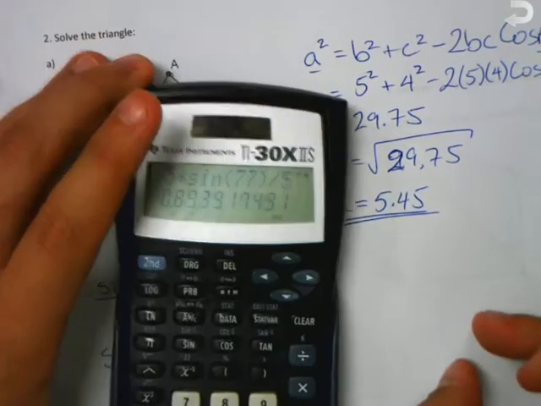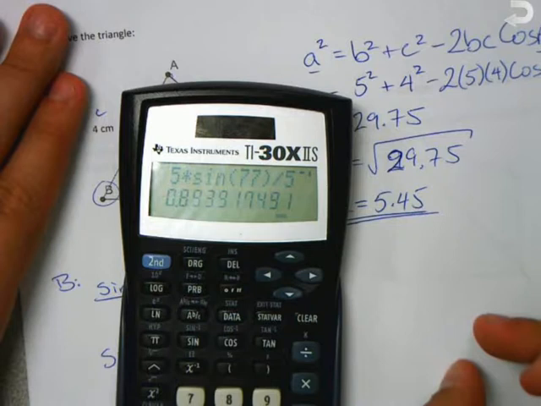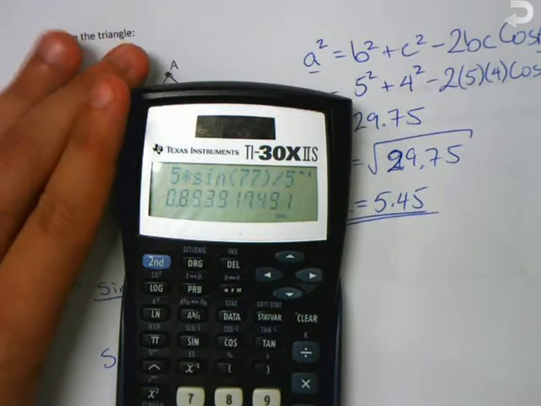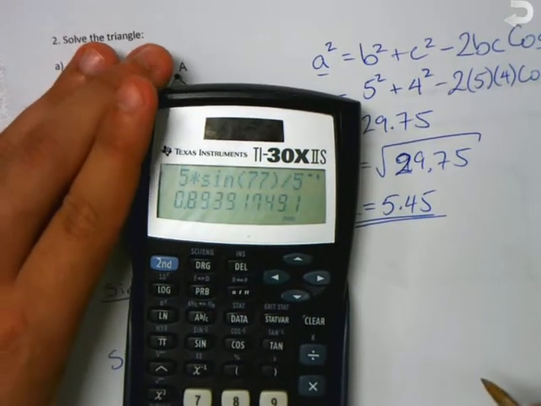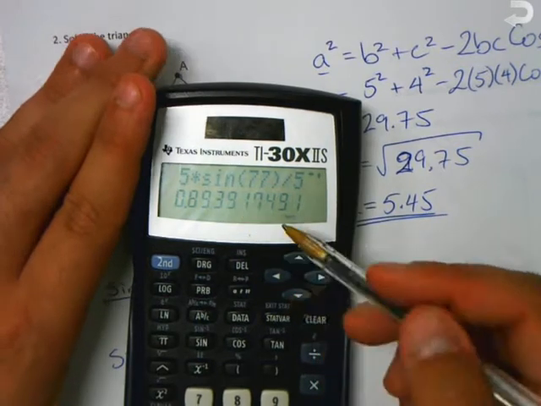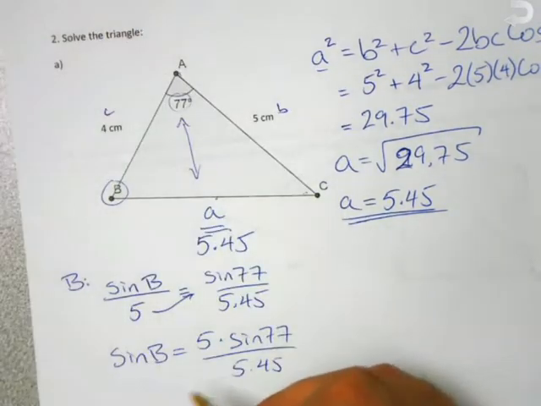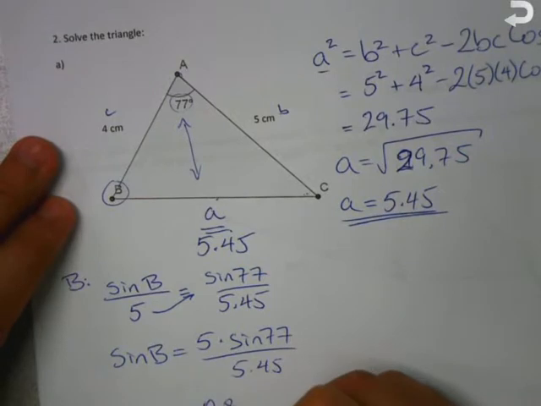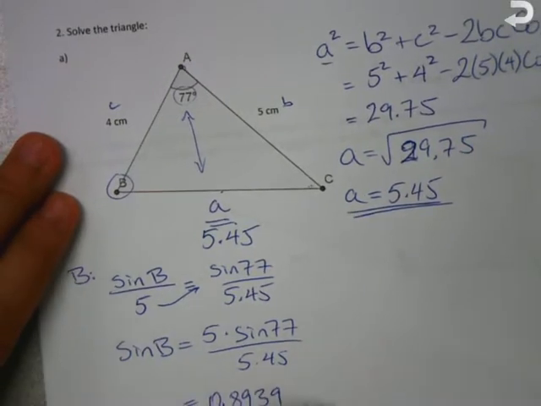And I get this answer, okay? And in fact, remember when we're writing down our ratios, I can write down the ratio to 4 decimal places, so 0.8939. So that means sine B is 0.8939, and that means that B is equal to sine inverse 0.8939, right?